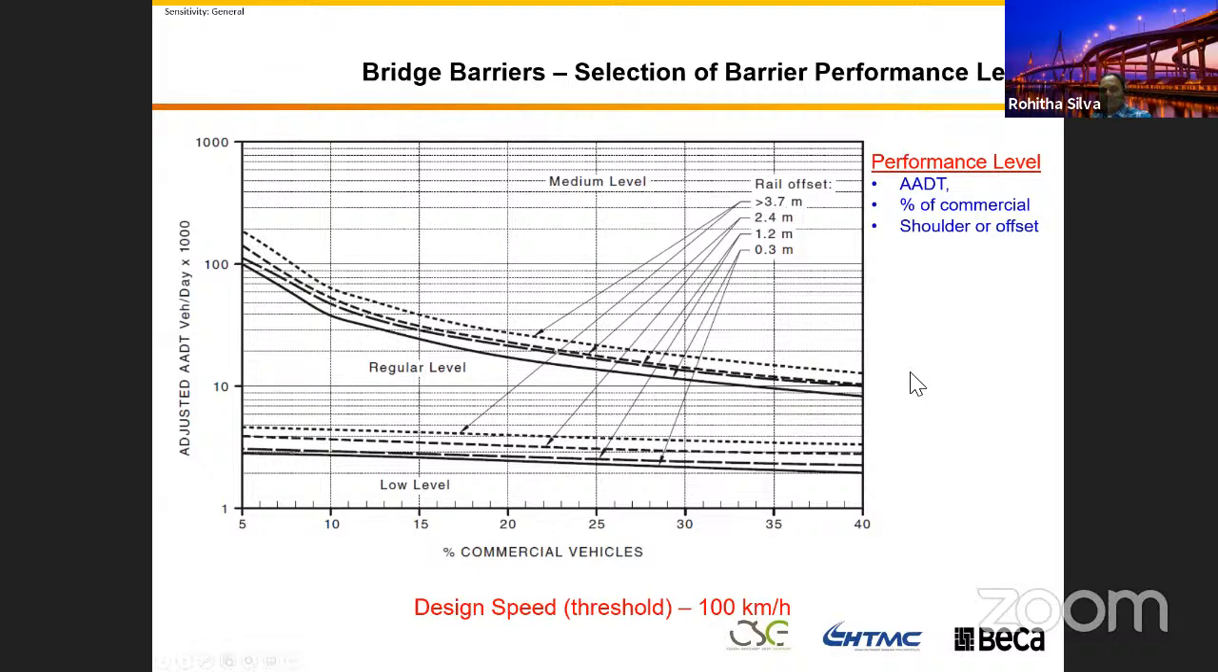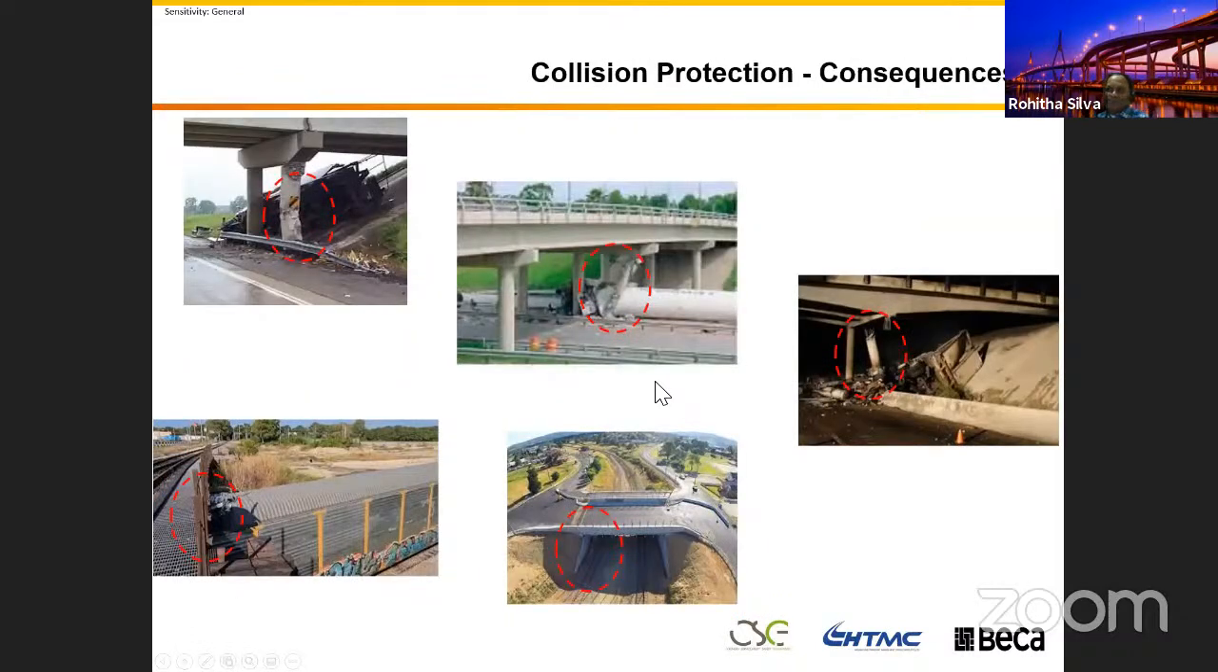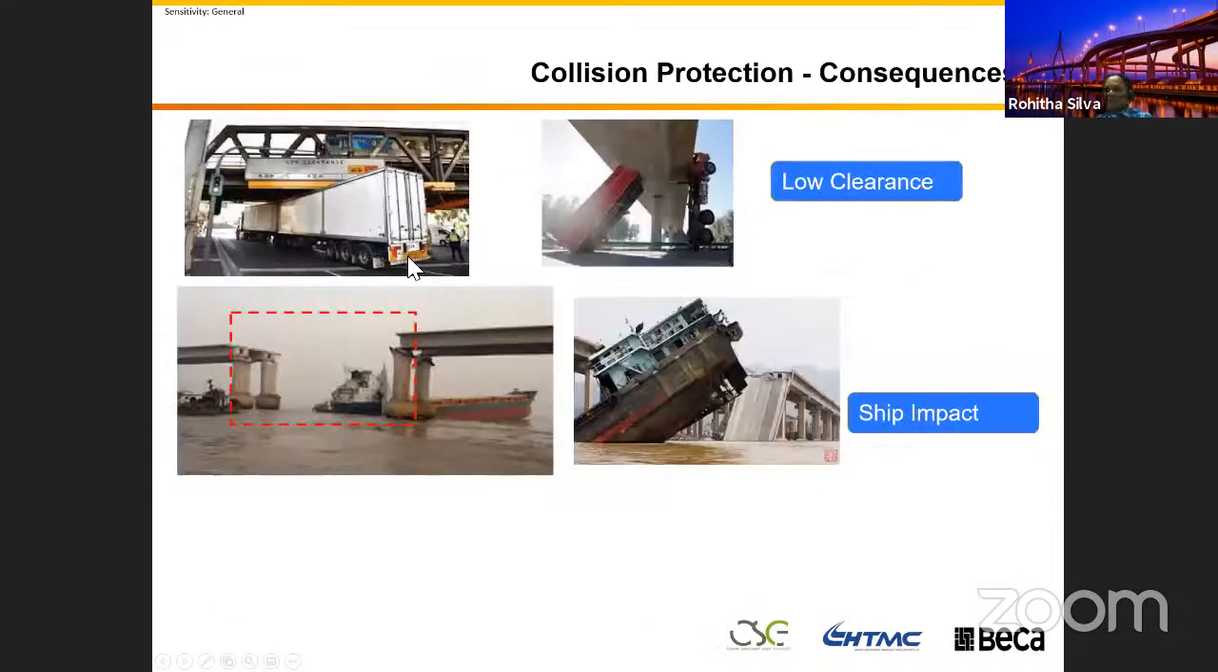If not, I will jump into collision protection. Again, I think we discussed this in detail, why we need collision protection. For highway structures, there is a possibility that one of these incidents could happen on any bridge anywhere in the world. The consequences are dire because, economically and safety-wise, it's really significant. Because of that, we need to make sure we design for them. And I'm not going to discuss the ship impact one.